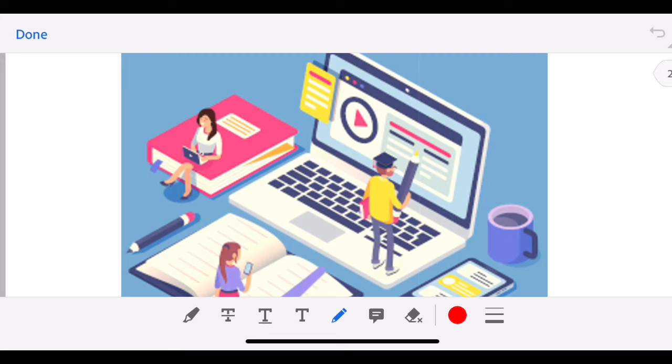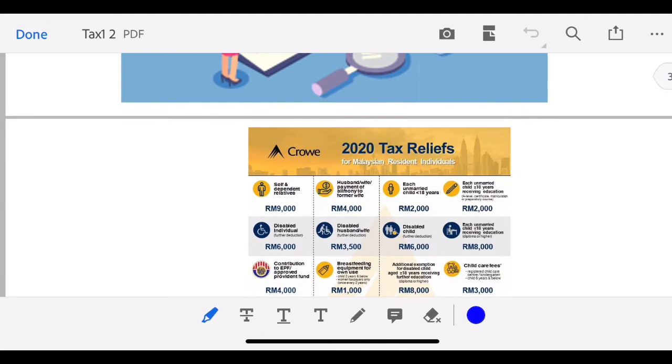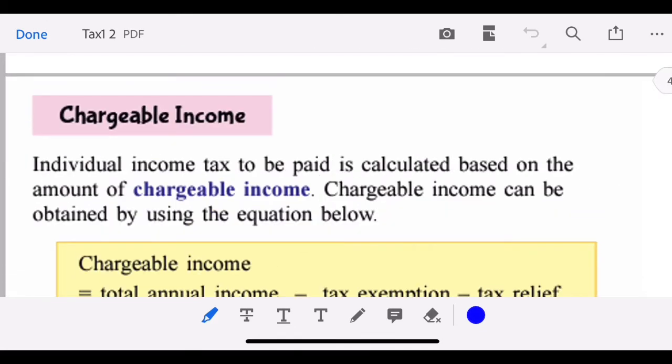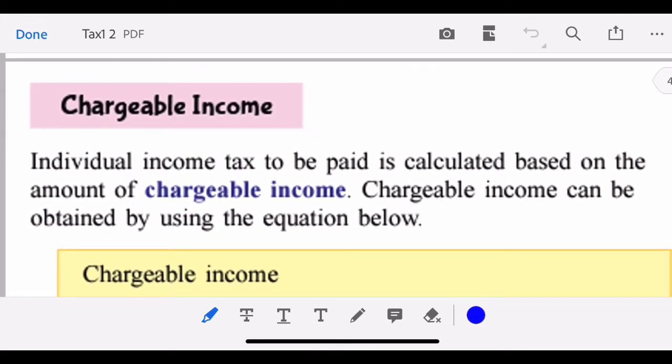Hello everyone. Today I would like to discuss how to calculate tax. So let's go through the introduction and definition for the tax.